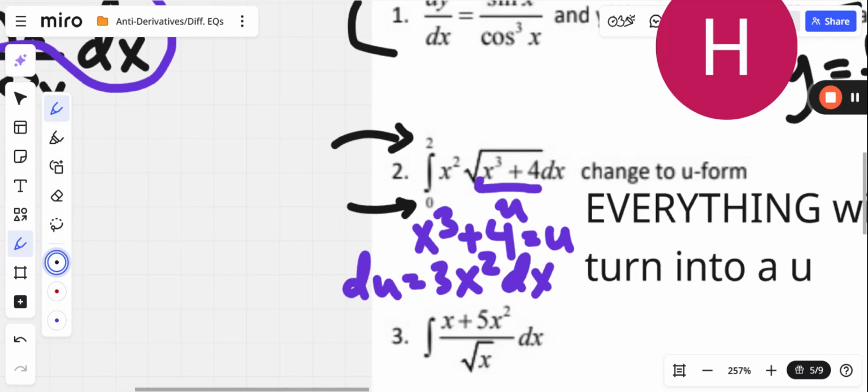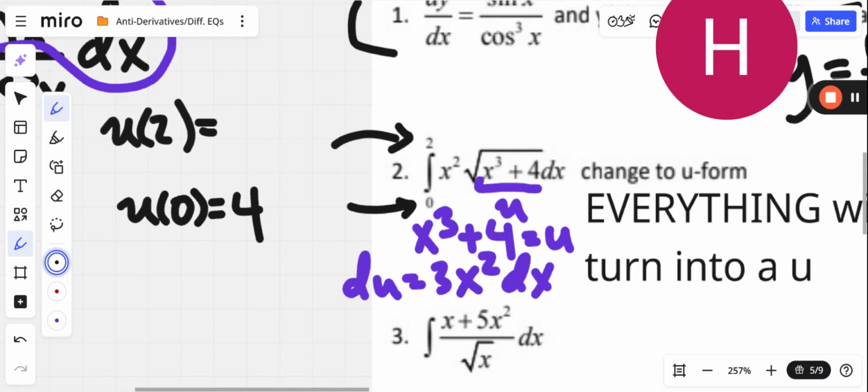But what that means is that there's like a portal to this other dimension, and it takes all of our x values and turns them into u values. That portal is the u equation here, x cubed plus 4. That is the way that all the atoms are going to be rearranged when you go through that portal from the x world into the u world. So what I'm saying here is that u of 0 is going to create a new value as the limit of integration. This is going to be 0 cubed plus 4. And u of 2 is going to turn into a new value. It's going to be 2 cubed plus 4.